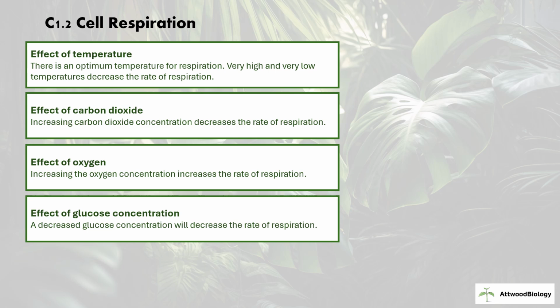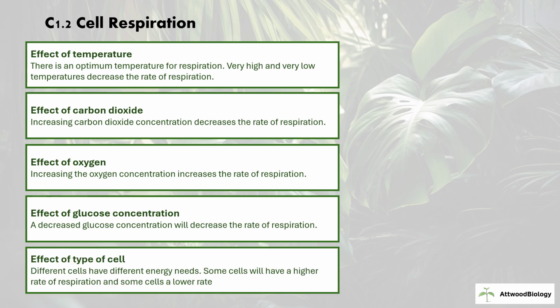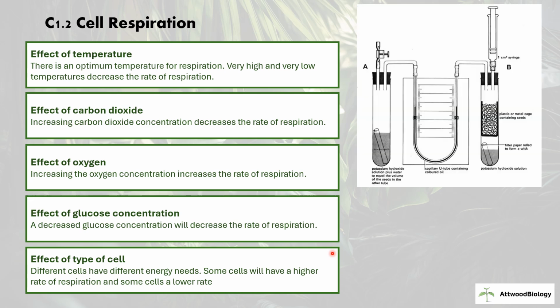The glucose concentration, if we decrease that, then it will decrease the rate of respiration and vice versa. If we increase it, then the rate will increase. And types of cells as well. So some cells have a higher rate of respiration just because they have higher energy needs. So some cells will produce more ATP and therefore carry out more respiration than other cells.